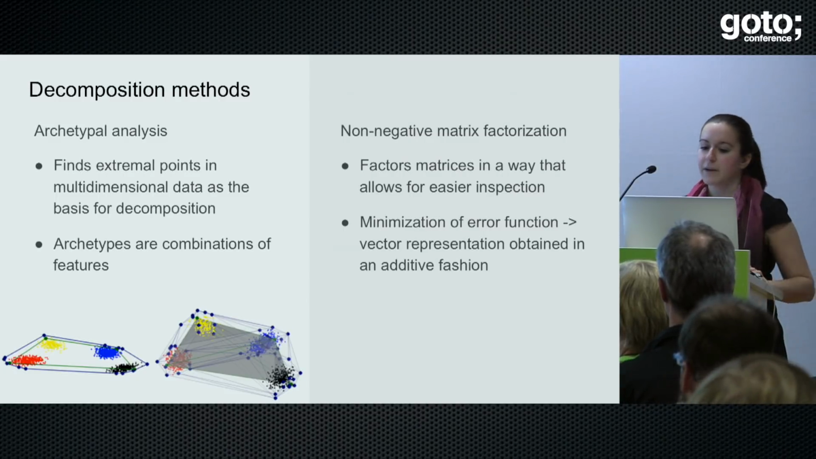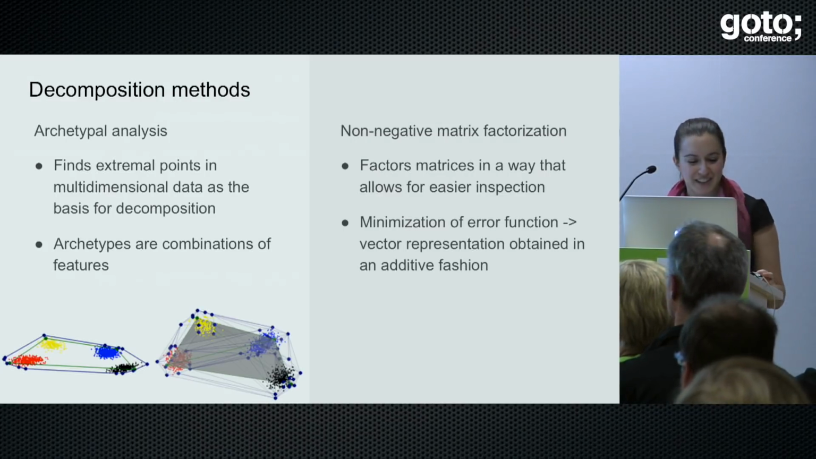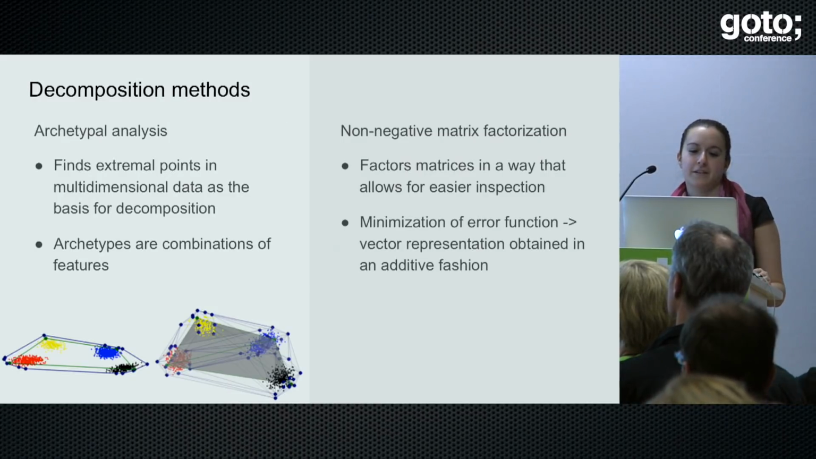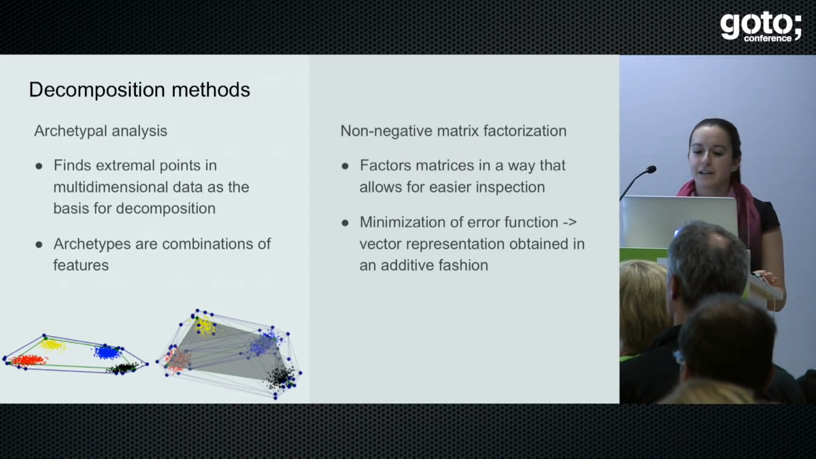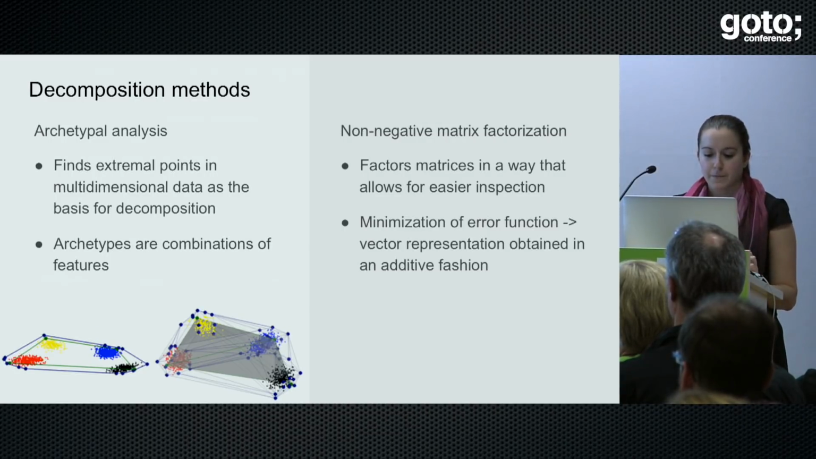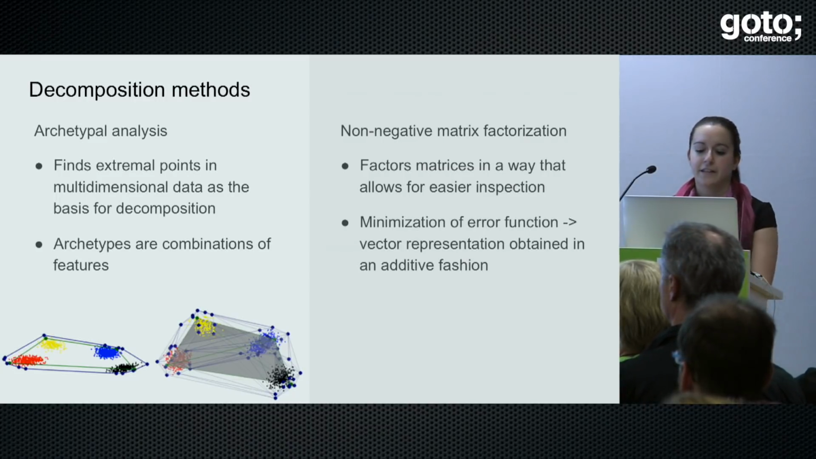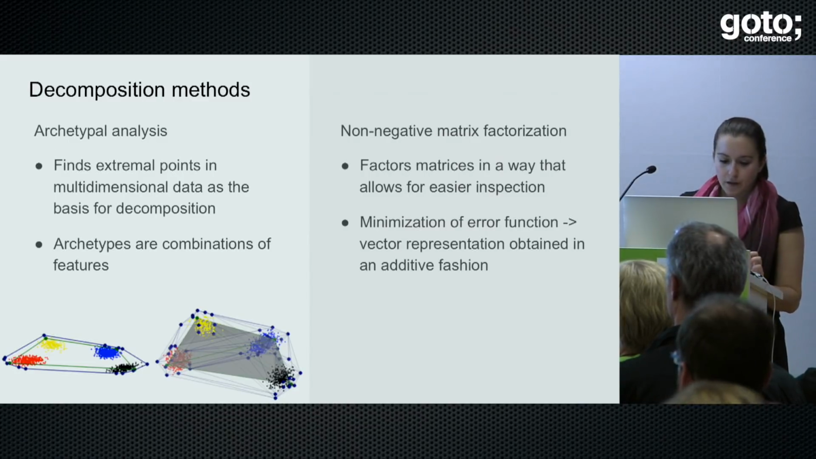And then non-negative matrix factorization, which I will henceforth refer to as NMF because that's a lot shorter to say, factors matrices in a way that allows for easier inspection. So NMF does a factorization that usually leads to two different matrices with the property that all of the matrices will then no longer have negative elements. So this non-negativity makes the resulting matrices a lot easier to inspect. It has some inherent clustering and decomposition properties through minimization of an error function.